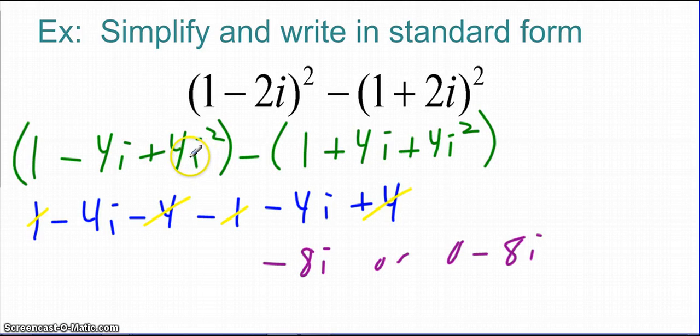i squared is negative 1, so this becomes a negative 4. This became a negative 4, but then when I distributed the negative 1, it became a positive 4. So I end up with 1 minus 4i minus 4 minus 1 minus 4i plus 4. The 4, the negative 1, and the 1 cancel, and I'm left with negative 8i. I could write it as 0 minus 8i if I want to. Either one is correct. I don't need to write the 0 in there because it's 0, but just to point out that that is still a complex number.